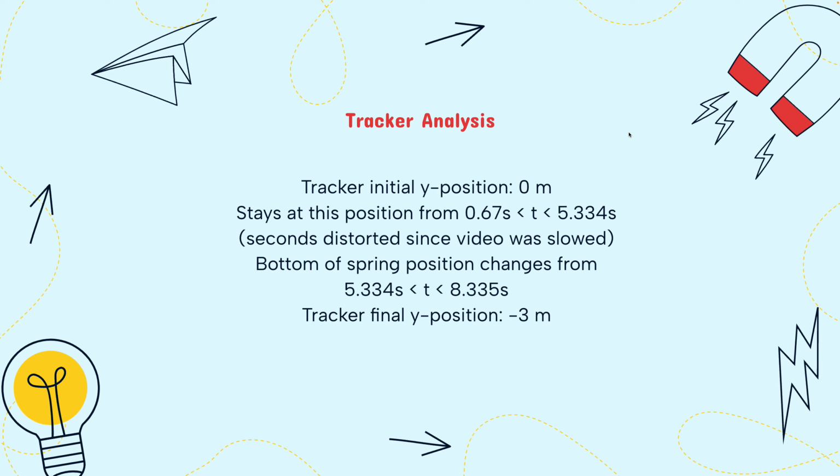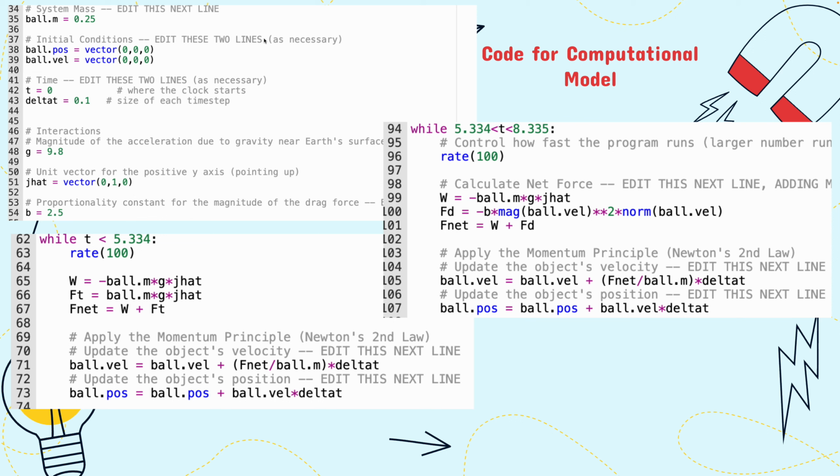The bottom of the string position changes during the interval of 5.334 seconds to 8.335 seconds, and the final Y position is -3 meters. So here are the sections of code that I just used off of reference and then changed.